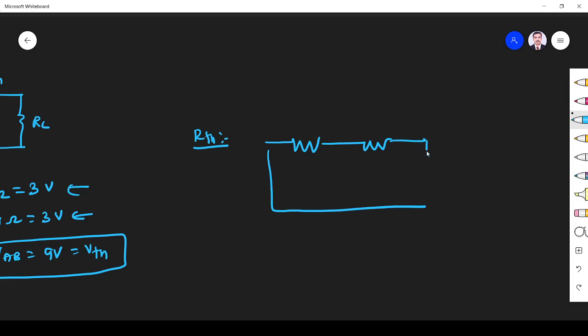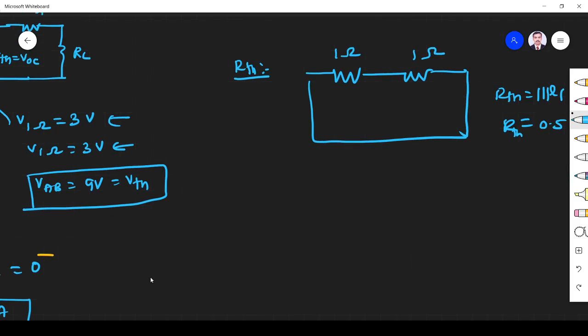It will become like this. So this is 1 ohm, this is 1 ohm. So R Thevenin is equal to 1 ohm parallel 1 ohm. If two equal resistances are in parallel, then the resultant resistance will be half of the resistance. So R Thevenin is 0.5 ohm. So we got V Thevenin and R Thevenin.